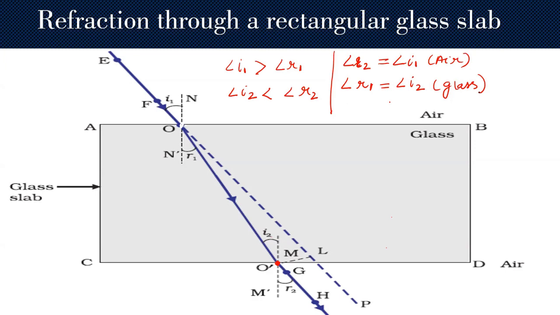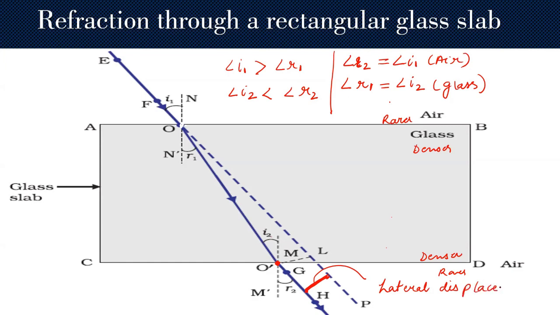Now, this is your rarer, this is your denser. We know when it passes from rarer to denser, it is going to move towards the normal. So this ray has moved towards the normal. Here it is moving from denser to rarer, so it will move away from the normal. Now if you extend your original incident ray and see the difference between the emergent ray and the original incident ray, the emergent ray has moved back a bit. It is displaced from its original position. It is not coming the way it was supposed to come. So this displacement is called lateral displacement.